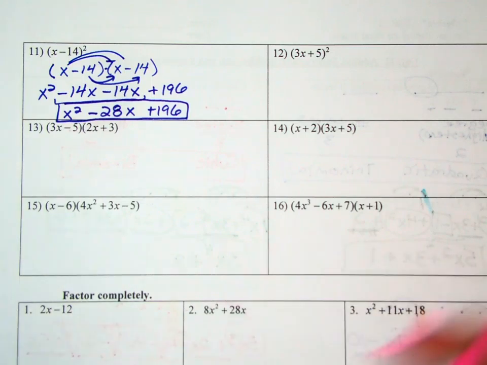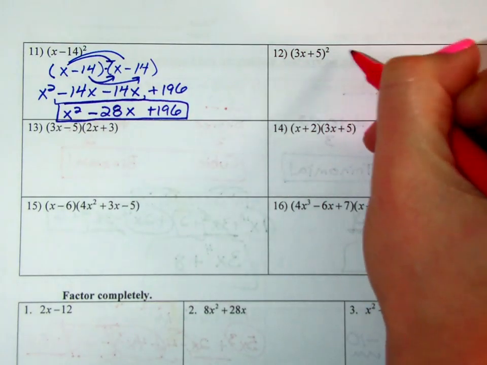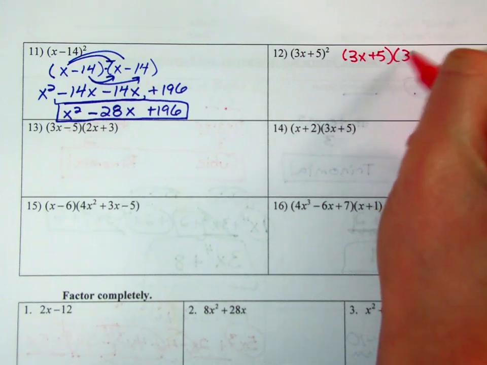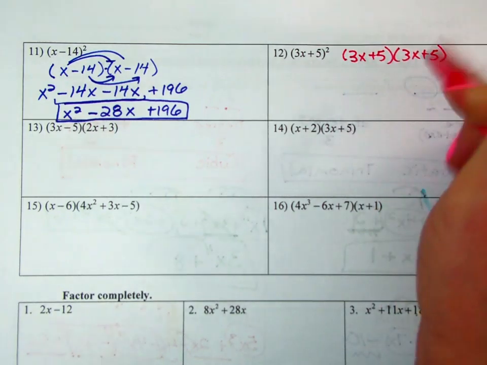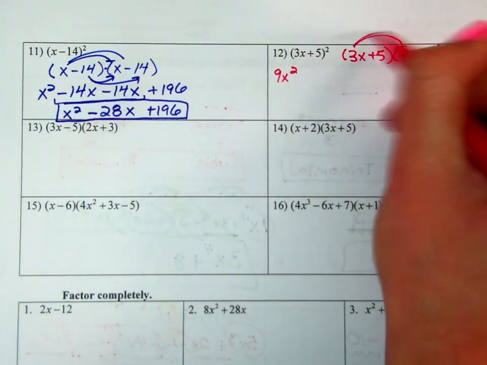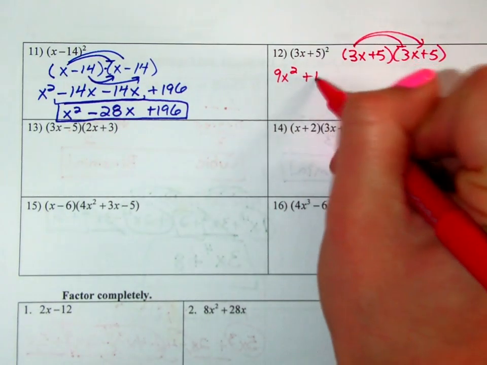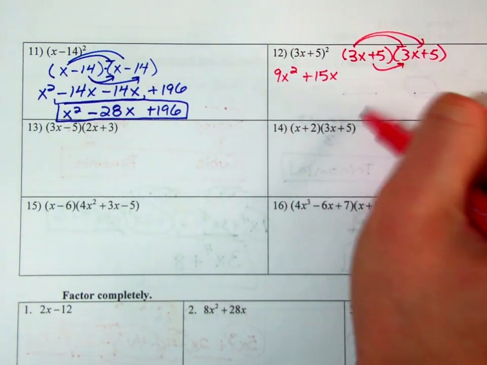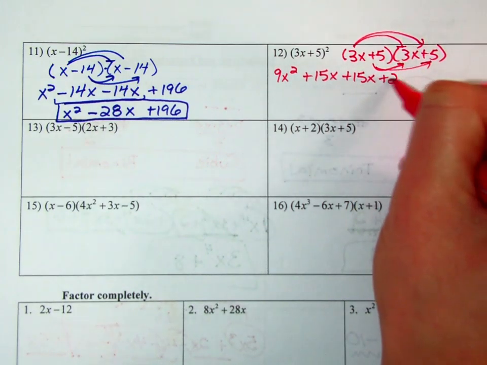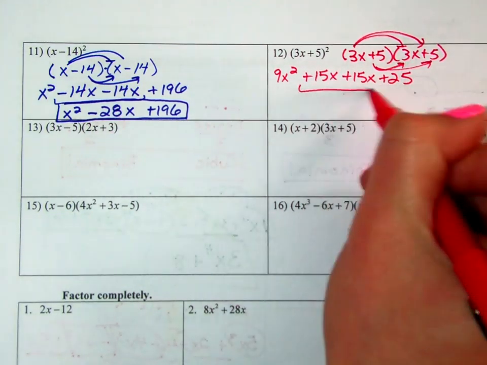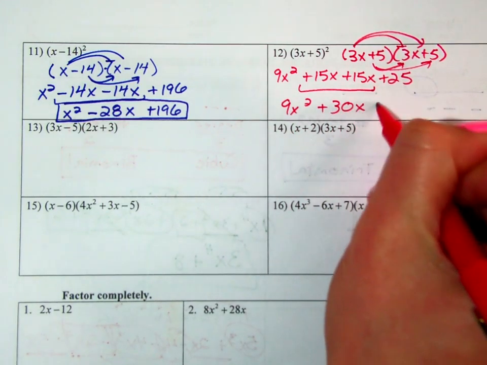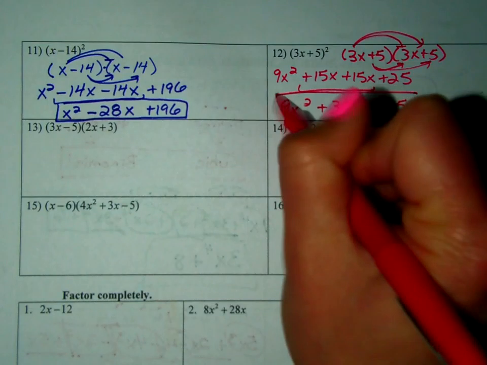All right, let's look at number 12, which is basically the same way. It's squared, so that means we have to write it twice and then distribute. So 3x times 3x is 9x squared. 3x times 5 is plus 15x. 5 times 3x is plus 15x. And 5 times 5 is plus 25. Then we can combine our like terms. So we would have 9x squared plus 30x plus 25.